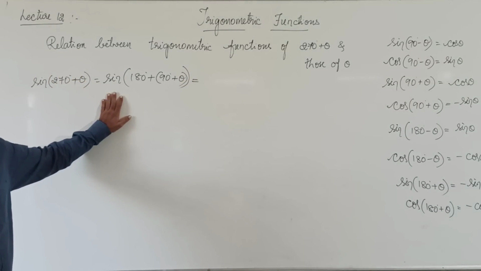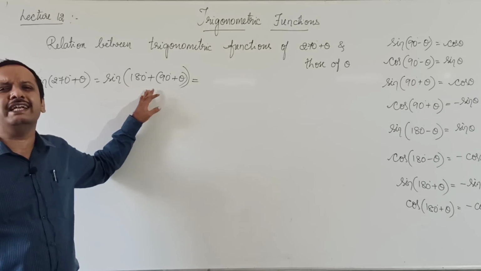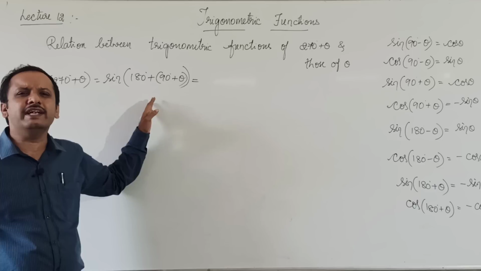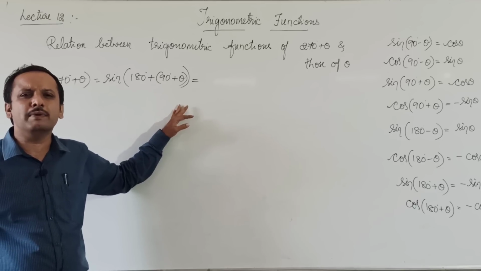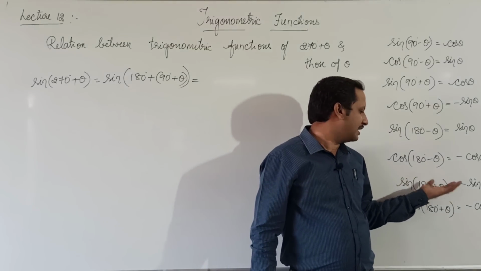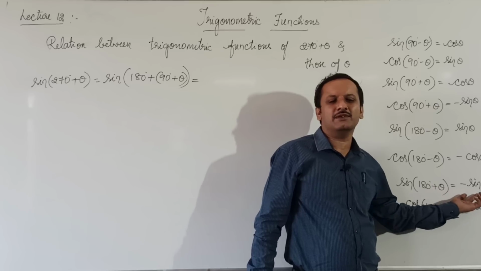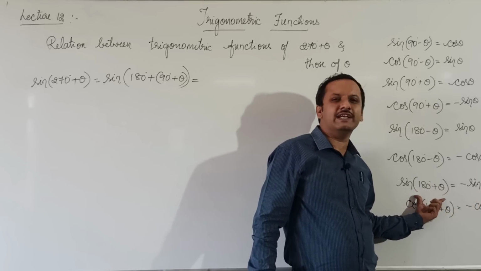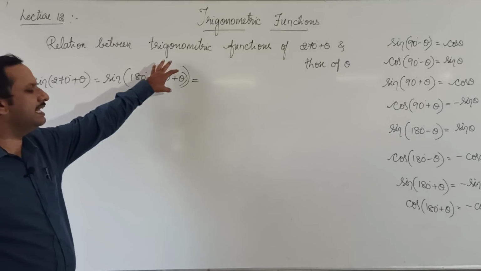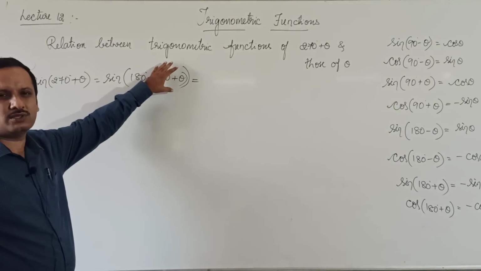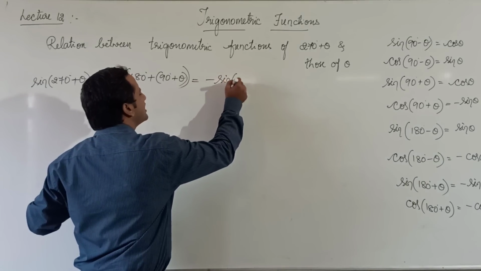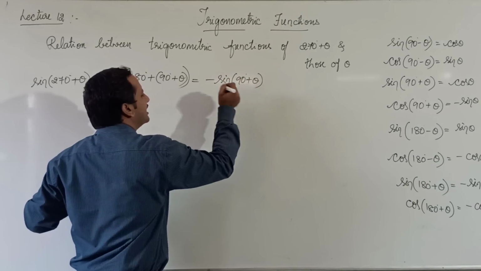Now this is of the form sin of 180 degree plus theta. Sin 180 plus theta is equal to minus sin theta. You know, yesterday we proved it, and today also it is true. So in sin 180 plus 90 plus theta, imagine 90 plus theta as theta. So sin 180 plus theta is equal to minus sin theta, and this will give you minus sin 90 plus theta.